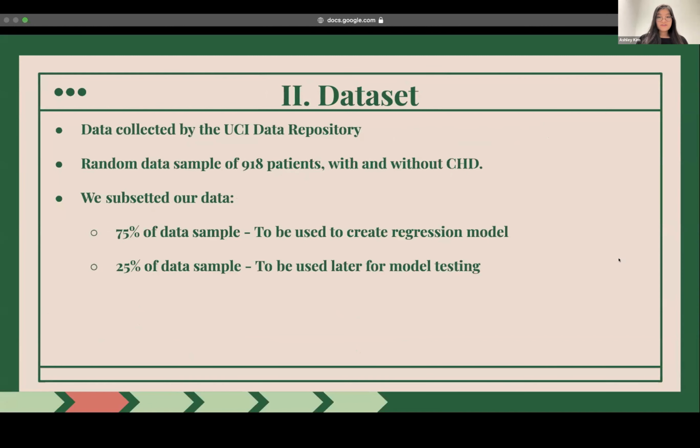So the population of the data set that we used was all patients on record at the UCI Medical Center. The data set was a random sample of 918 patients from the data that they had, and we used 75% of the data to create our model, and we saved the other 25% of the data to then test our model.